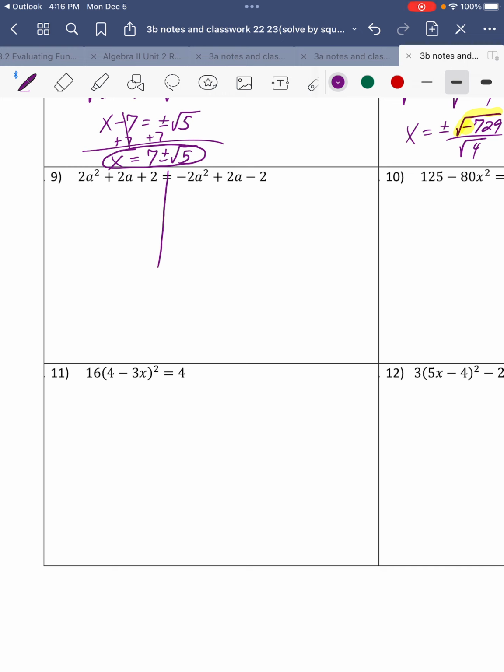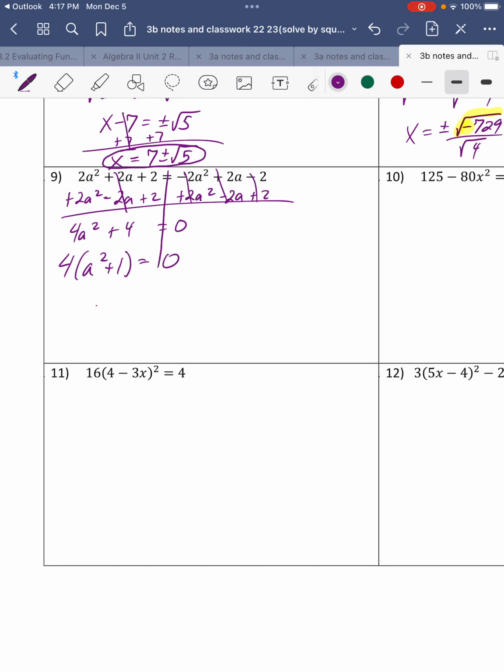On number 9, I'm going to add 2a squared, subtract 2a, and add 2. So that's 4a squared, the 2a's are going to cancel, plus 4 equals 0. All right, we have a greatest common factor of 4.